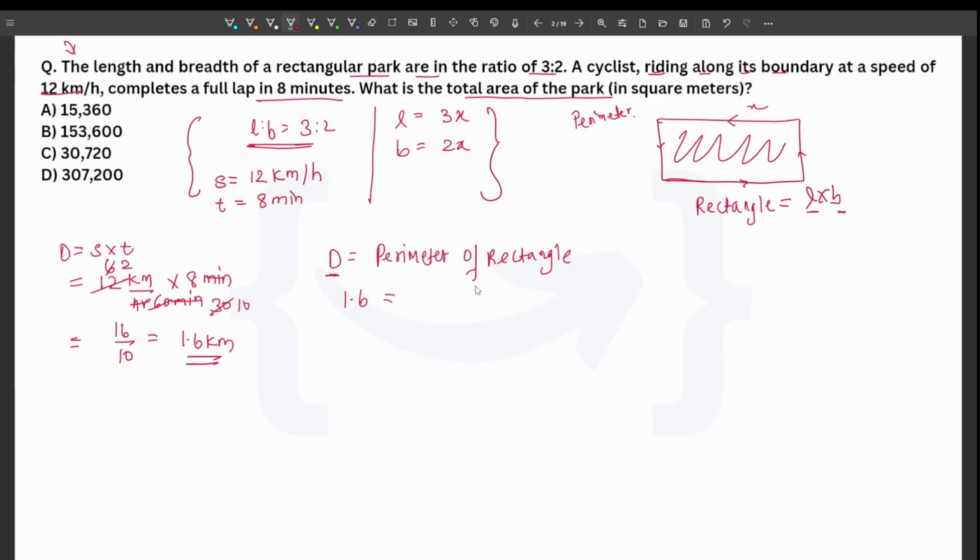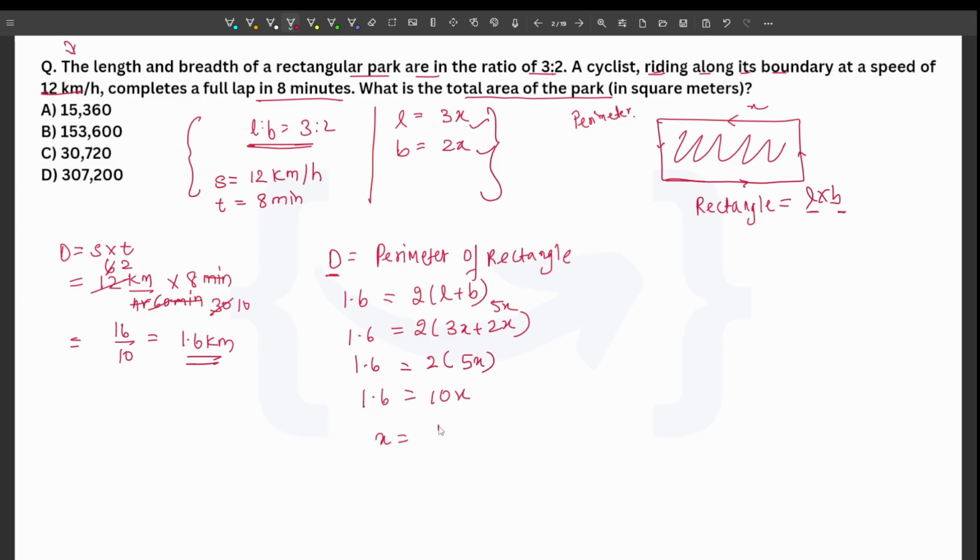What's the perimeter of a rectangle? We all know it is 2 into length plus breadth. So now you have an equation as well as a value for it: 3x, 2x. Don't you think you have length and breadth as well as the 1.6? Now you just need to find the value of x. So it would be 2 into what? It becomes 5x, isn't it? So 2 into 5x equals 1.6. Now 10x equals 1.6.